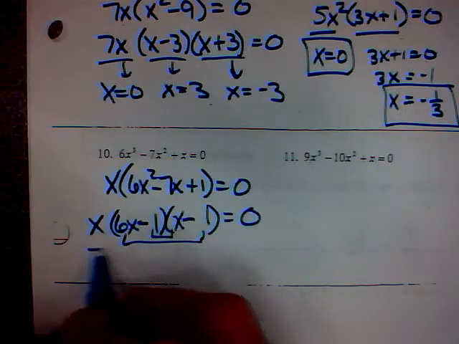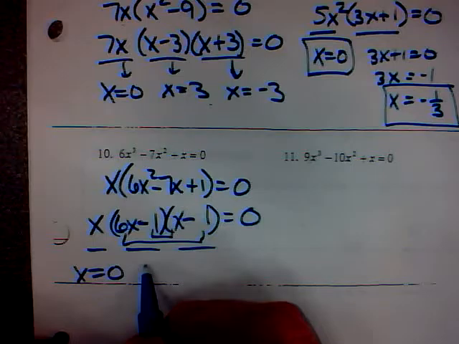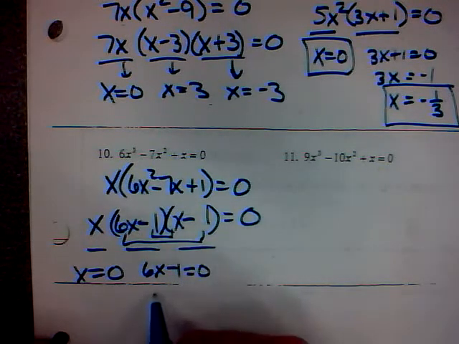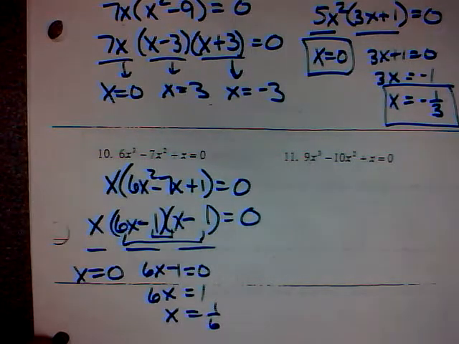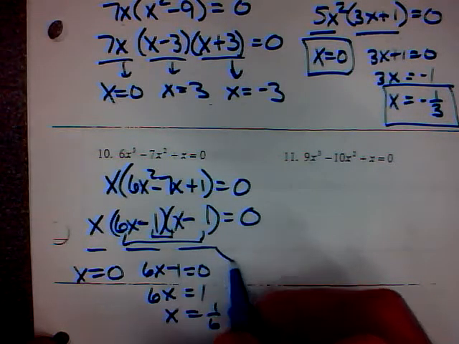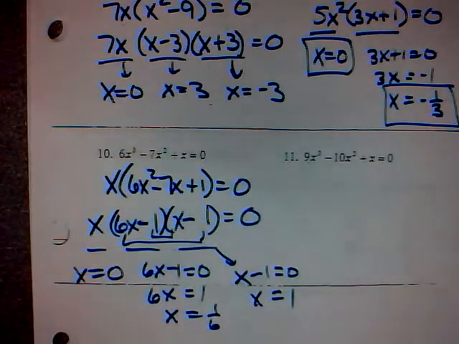So here's your solutions, here, here, and here. So x equals 0. 6x minus 1 equals 0, or 6x equals 1, which means x equals 1/6. And then here, you got x minus 1 equals 0, or x equals 1.